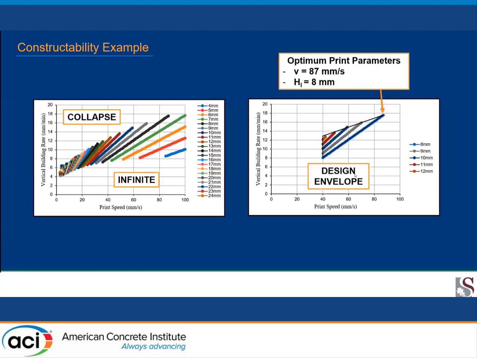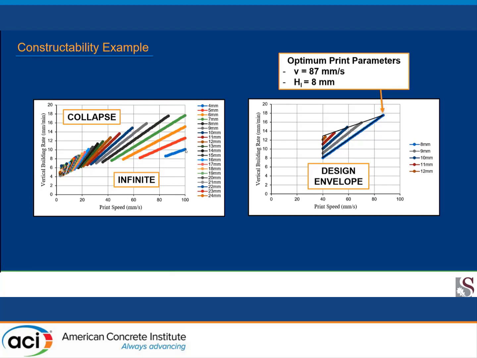Okay, so now what we get is what I call a design envelope. So this is a fresh state design envelope, and this is all the permutations that you can go through that will realize the entire structure. So in the legend, you start off with your layer height. The blue starts with 4 mil all the way to, I think, 24 mil in that orange-ish color.